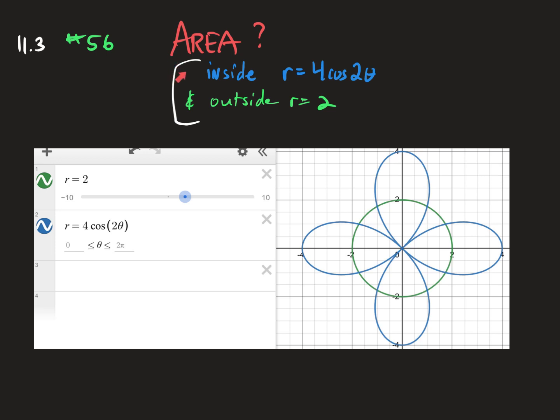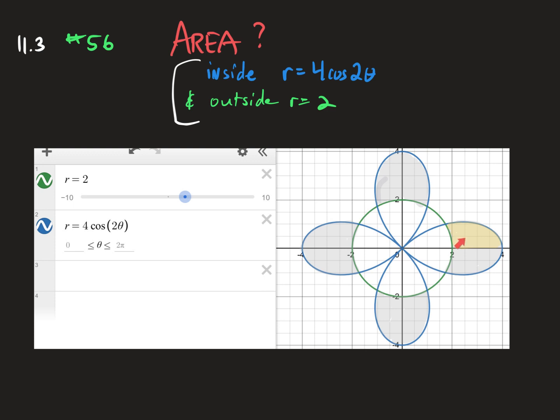Alright, the area inside the blue curve, outside the green. So this gray shaded region is inside the blue rose petals, but outside the green circle. However, to find the area of the sum of all those gray regions, let's just find a part and then multiply. Which part should we do?